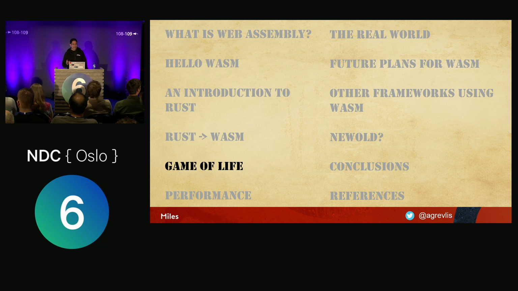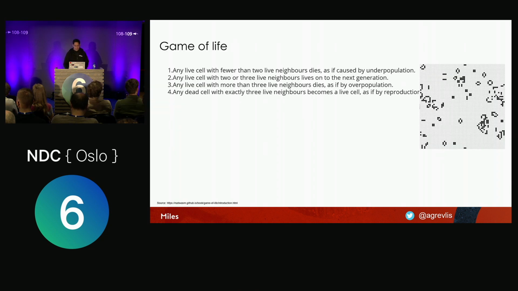So then we can have a look at a little bit more complicated application here using the same type of principles. We first create an application in Rust, and then we compile it down to WebAssembly, and then we use it on the web. The example here is a game of life. The game of life is a simulation where you have a game board with different cells, and there are some different rules to this game.